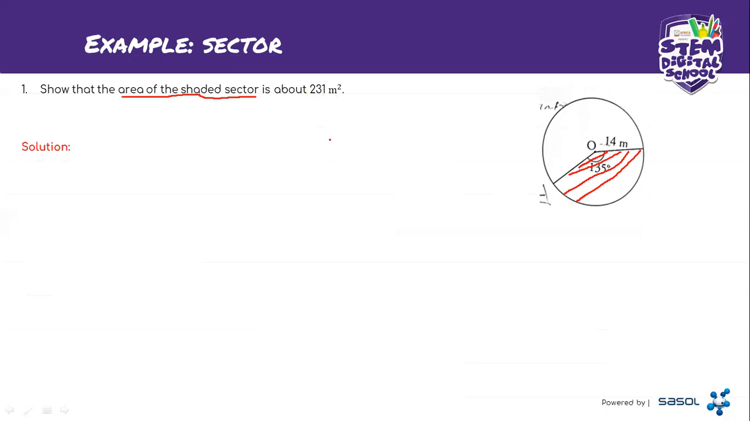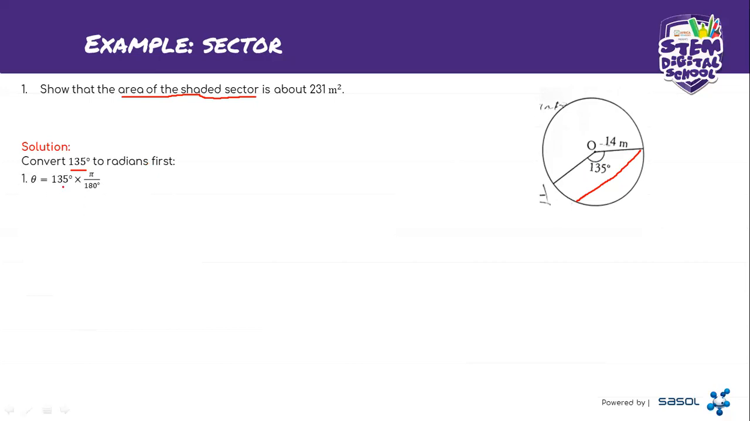Then how do we calculate it? Let me just remove this so that we can see our angle there. Now our angle, you can see it's 135 degrees. Remember earlier on I said, if it is in terms of degrees, then you have to do converting. From the solution, it is very clear that we have to convert 135 degrees to radians first, before you can calculate the area of the shaded sector. You have to convert first.